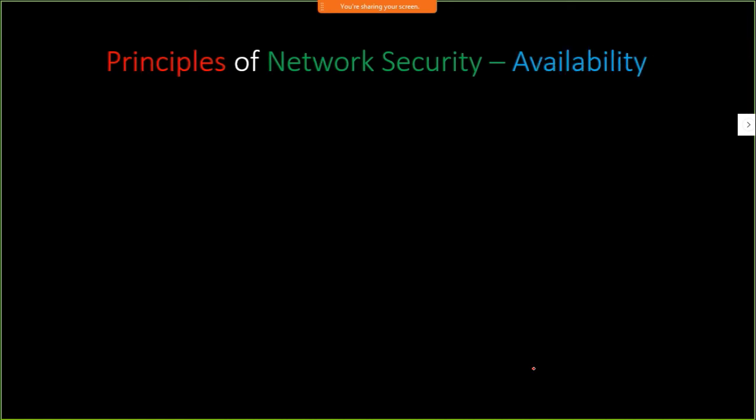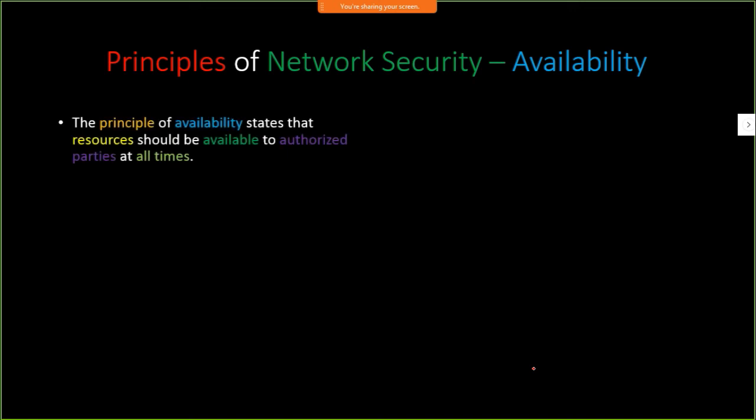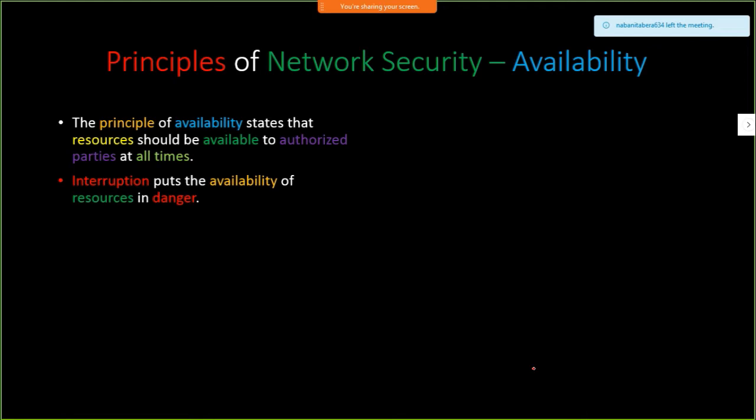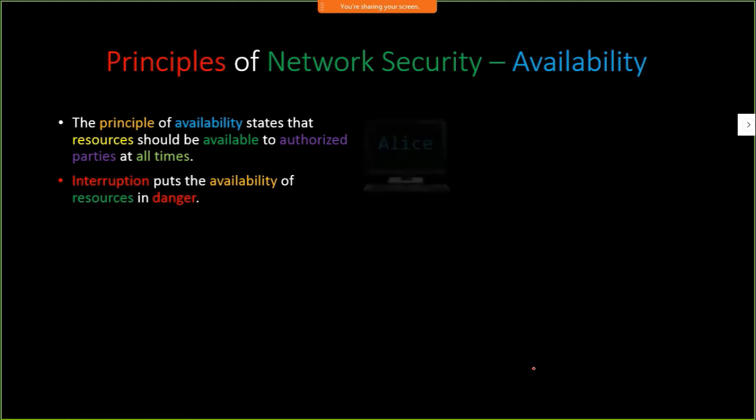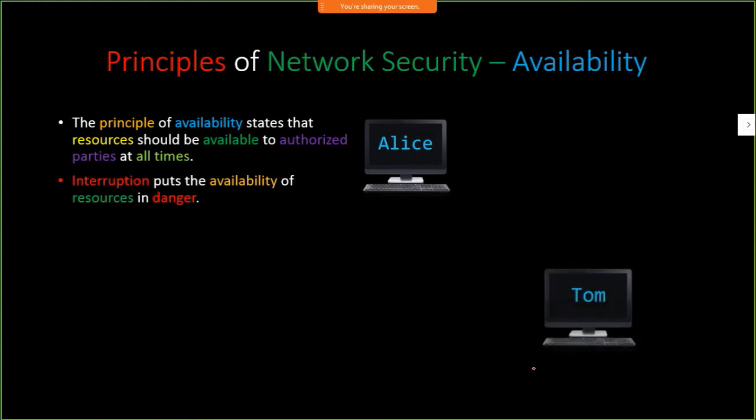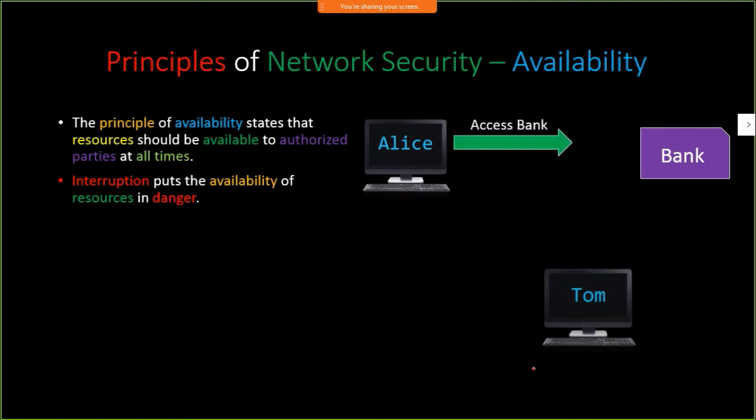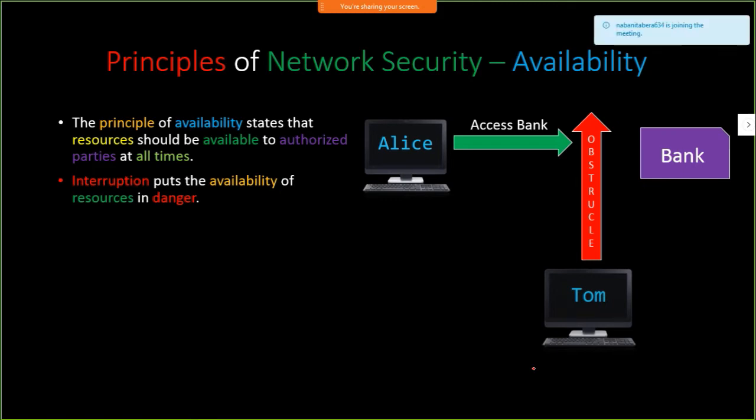So what is availability? The principle of availability states that resources should be available to authorized parties at all times. Interruption puts the availability of resources in danger. So that means Alice, Tom and the bank. Alice accesses the bank, and Tom becomes an obstacle and obstructs the data, so the authorized party cannot access it. That is availability.